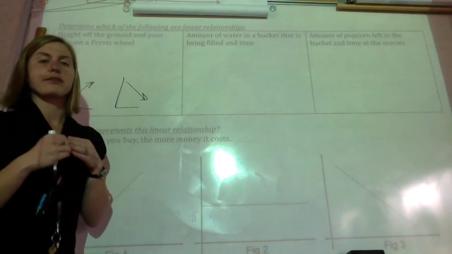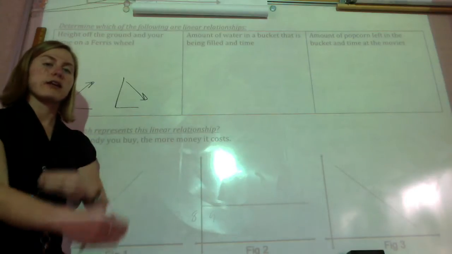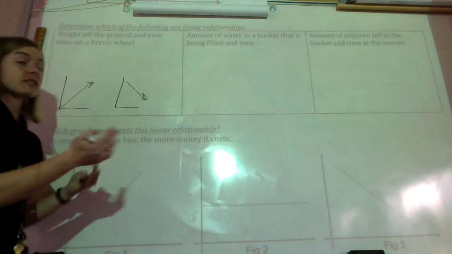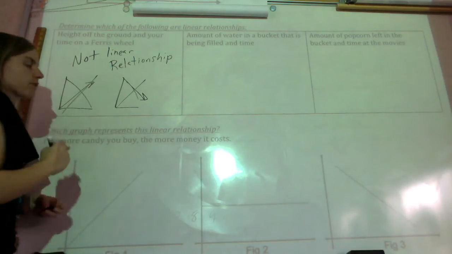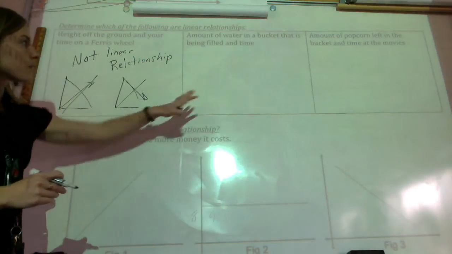There isn't that linear relationship of the longer I'm there, the higher I'm going to go. So this is not a linear relationship because we have neither of those kinds of graphs. What about the second one?